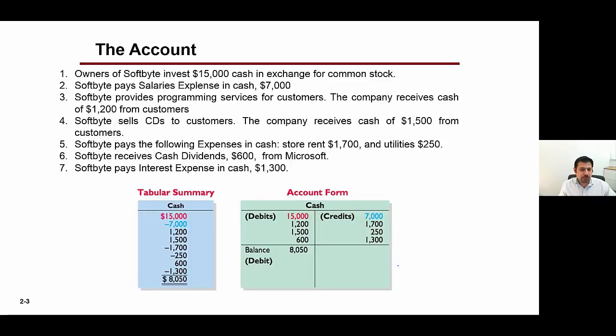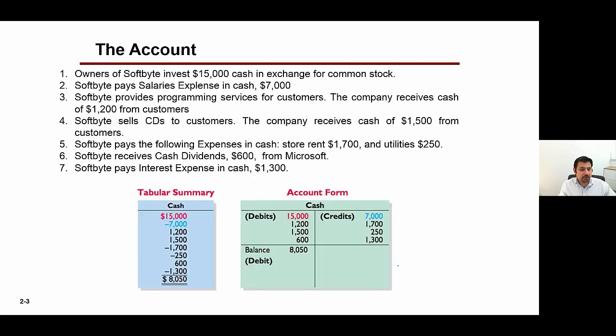And it also works the other way around. Basically, if you debit cash, that means cash has increased, and if you credit cash, it means cash has decreased. So it goes in either direction. So let's look at this example. In transaction 1, owners of SoftByte invest $15,000 cash in exchange for common stock. Here we are only looking at the cash account, not the two accounts. So as far as cash is concerned, cash has increased by 15,000.